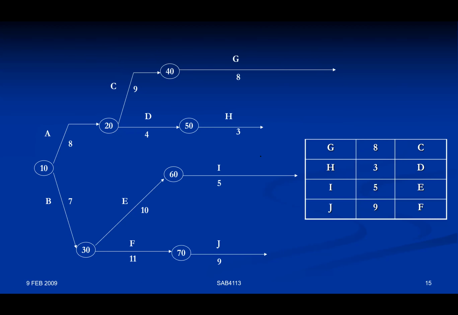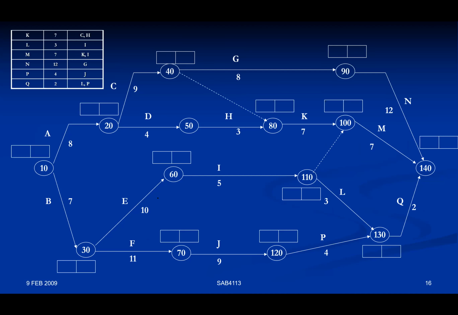And then G. G, you connect from C. H here, you connect from D. Then I, you connect from E. Then J, you connect from F. Then K. Now K is here. K does have two predecessors, C and H. K is basically from C and H. Where is H? H is already here. Then you can simply draw nodes and then draw an arrow, close with one node, and this is K. All right. So that is settled for K.